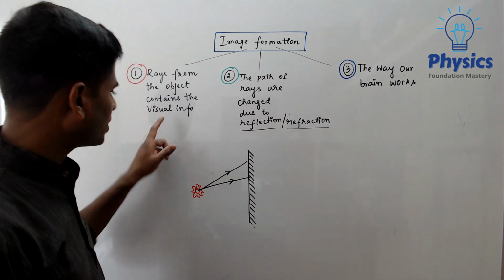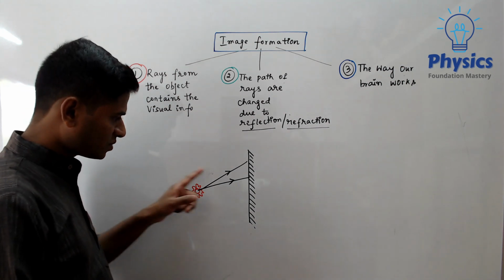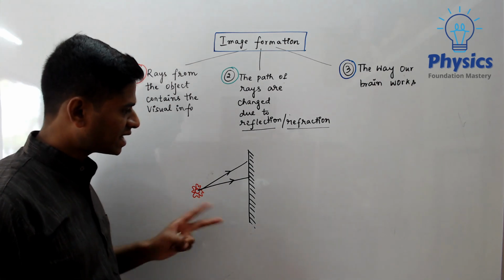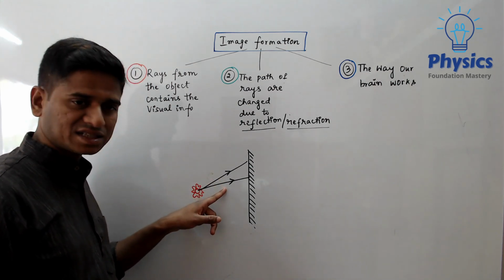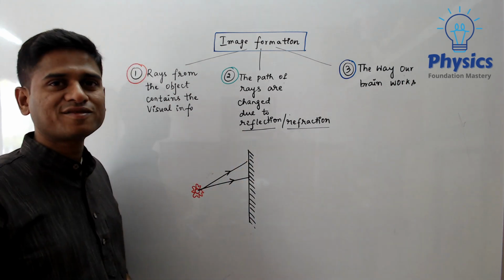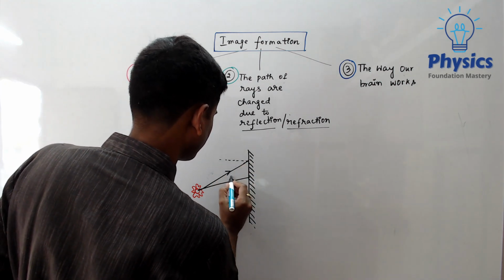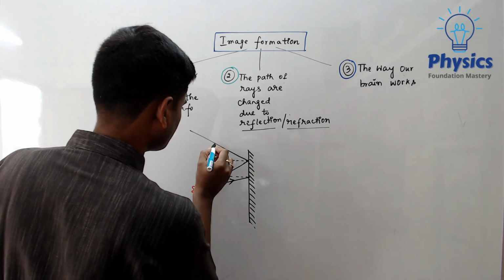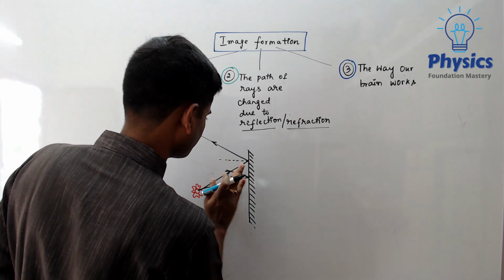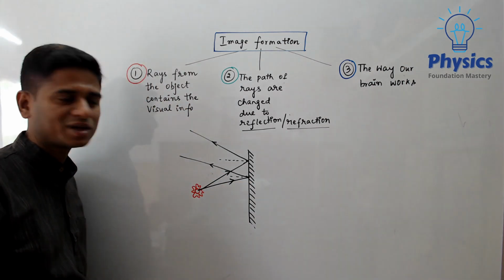Now, number one, these rays which are coming out from the flower are very important because they contain the visual information about the object. Secondly, the path of these rays is changed due to the presence of the mirror here. How does it change? We know the laws of reflection, so these rays get reflected like this. I'm trying to be as accurate as possible.